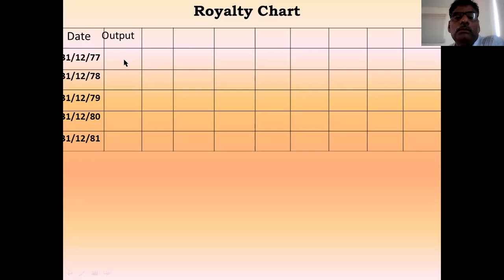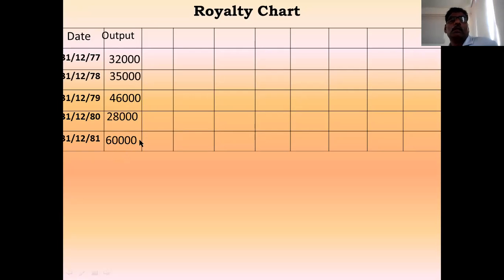Output means locks: 32,000, 35,000, 46,000, 28,000, 60,000. This is the output, meaning locks manufactured. Date, output. Then you take the rate. Rate is 2.50, first, second 2.50, third 2.50, fourth 2.50, fifth 2.50. Rate is always the same, 2.50 per lock.